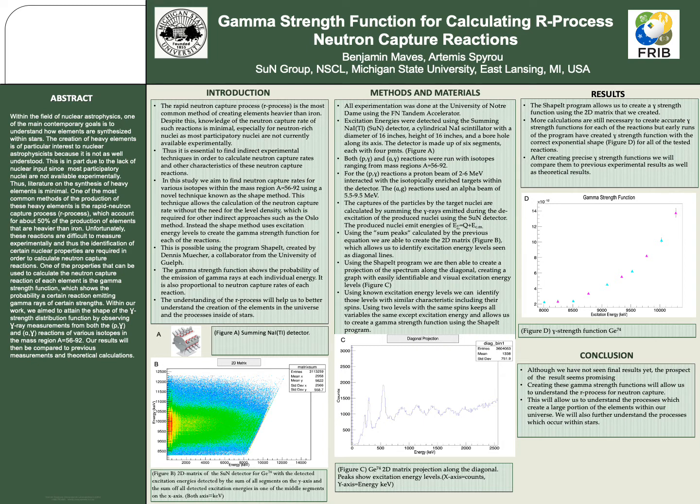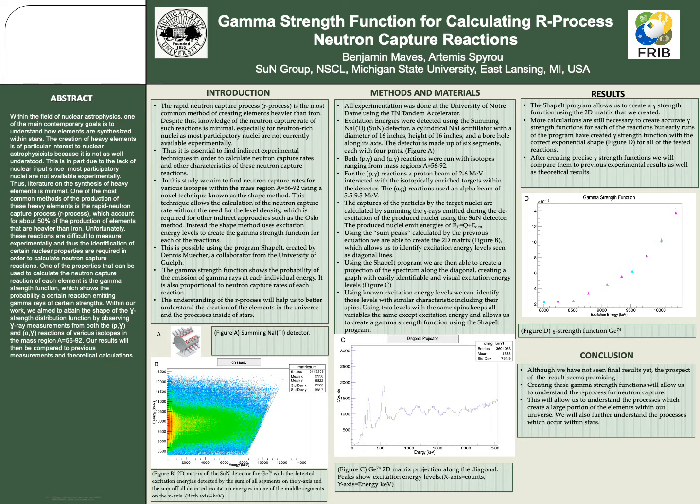Again, using known excitation levels and their characteristics, we chose 2 such levels with identical spins. Having levels with the same spins means that the only variable changing between levels is the excitation energies. After isolating 2 such levels and subtracting the background, ShapeIt is able to produce a gamma strength function.